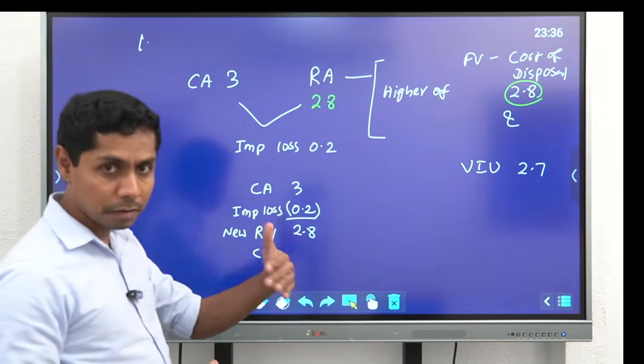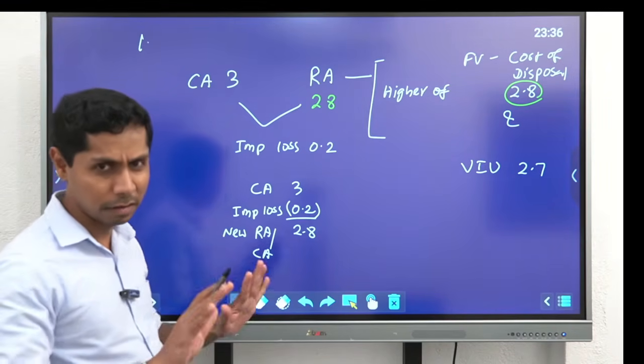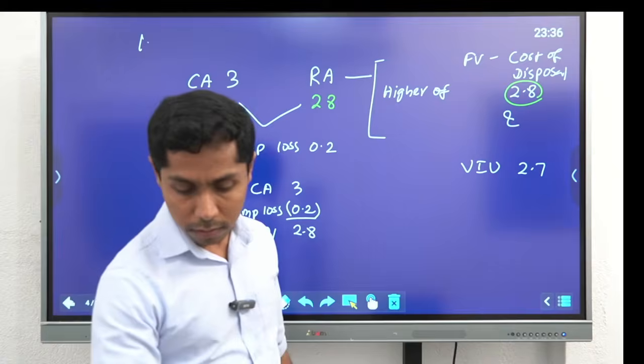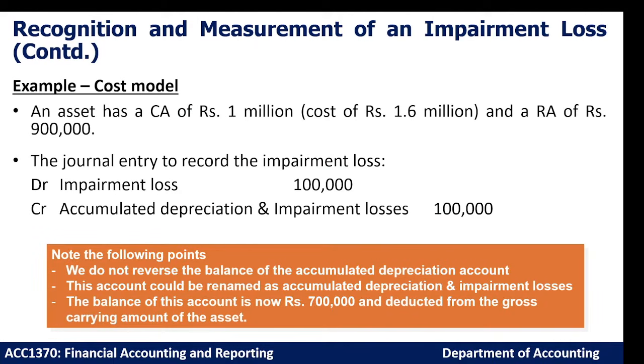Subsequent depreciations or amortizations should be calculated on that amount. I think that is clear. Okay, let's go to a question. This is based on the cost model: recognition and measurement of impairment loss, example, cost model. If you have the slide, you may highlight the wording cost model, right? Cost model.